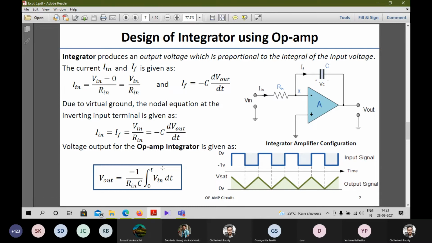Then let's say we give an input as a square wave. We know that a square wave is a combination of step inputs, so the output is going to be a combination of ramps. So with respect to this square wave, we get a sawtooth as the output. Because we have R and C, this becomes an RC network, which has a time constant. By manipulating this time constant and fixing the duty cycle, we can also achieve a triangular wave.